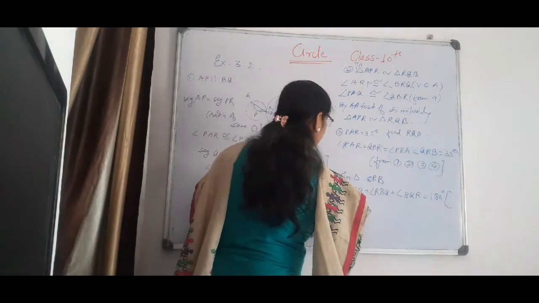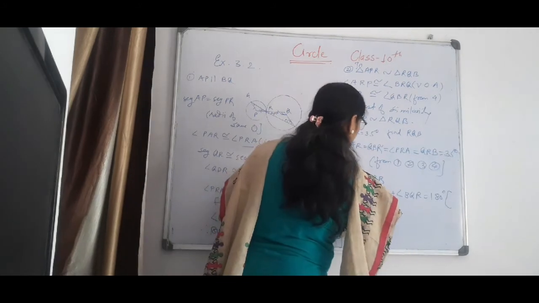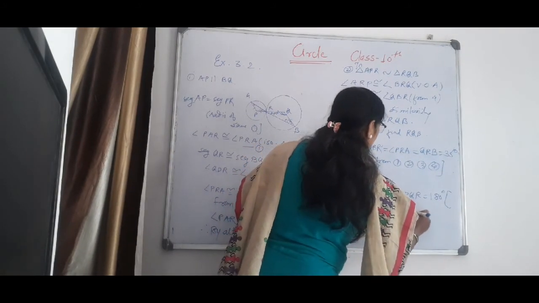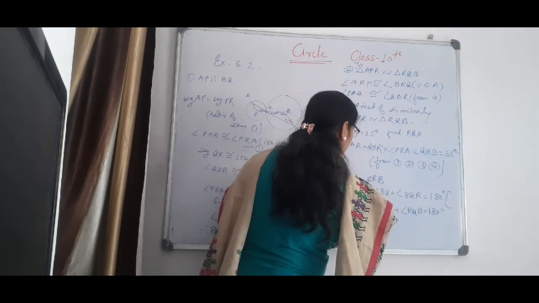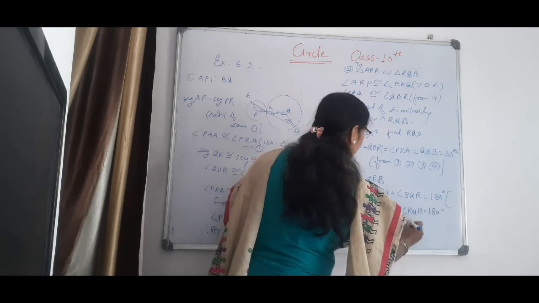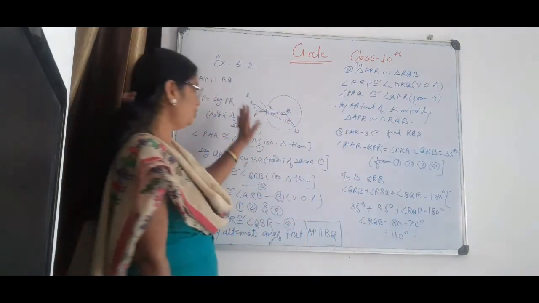Now QRB is 35, QBR is also 35, plus RQB, that you have to find out. Now 35 plus 35 is 70. So RQB is equal to 180 minus 70. How much? 110. In this way you have to solve the problem.